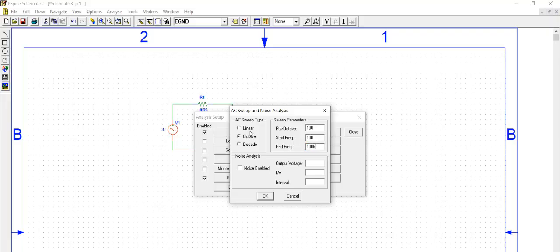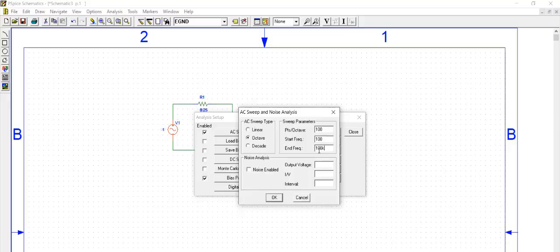Now what are linear, octave and decade? Linear means our program will take these 2 points and linearly divide them into 100 points and draw the curve. Octave means logarithm with base 2 and decade means logarithm with base 10. So it will take the logarithm of these 2 points and divide it into different octaves or decades and take 100 points in each decade. So if we select decade, our curve will be more smooth. So select decade and save this.